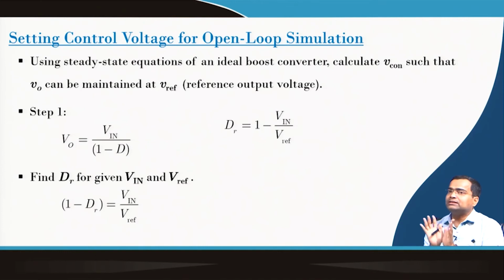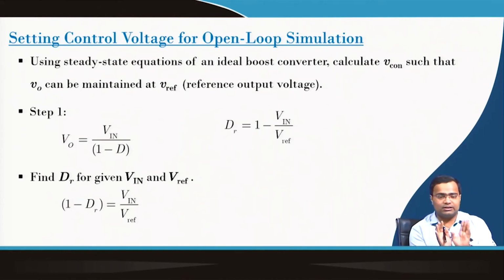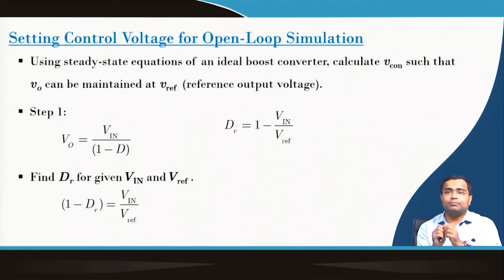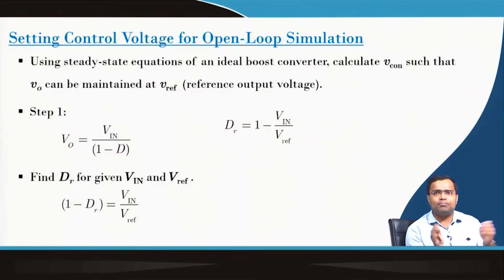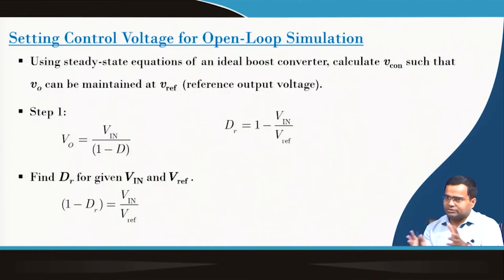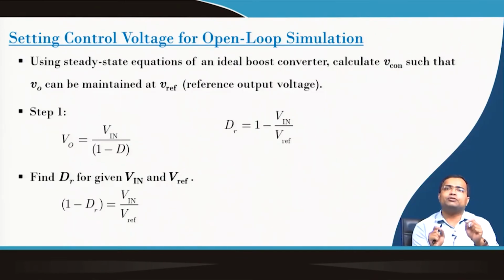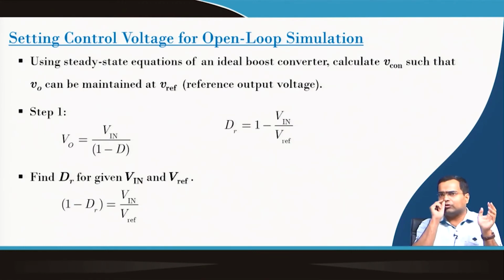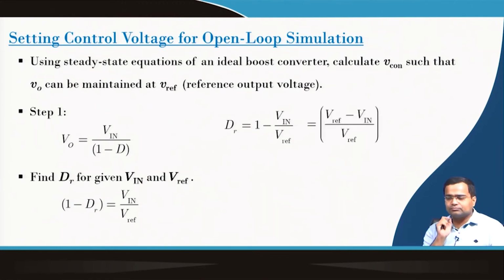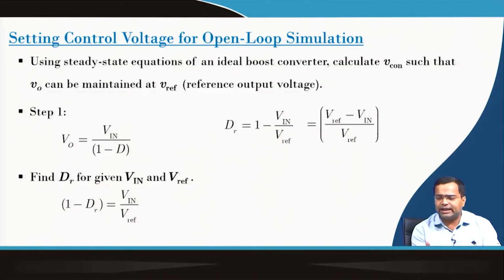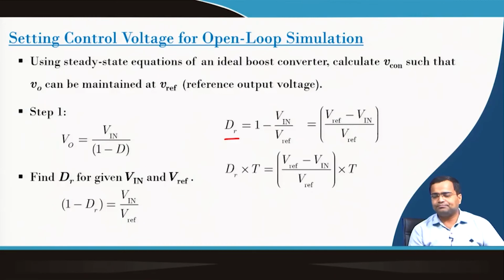But remember, all this we are doing for an ideal boost converter. This will not work for a practical boost converter because there will be parasitic drop and you will get errors in the computation, because that drop is also not fixed. It depends on the current passing through that resistance, and also on load condition and other conditions. So, you can get this dr simply as Vref minus V in by Vref.